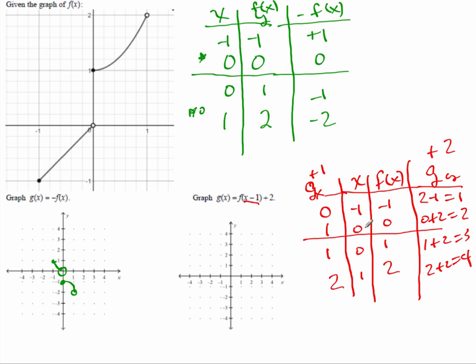Now, where were my open and closed points? This one right here is open, and then the last one is open. I'm just going to do that to remind myself. Now, the points we're going to graph are, this is going to be my new x, and this is going to be my new y. So I'm going to graph 0, 1. All right, and that's going to be closed.